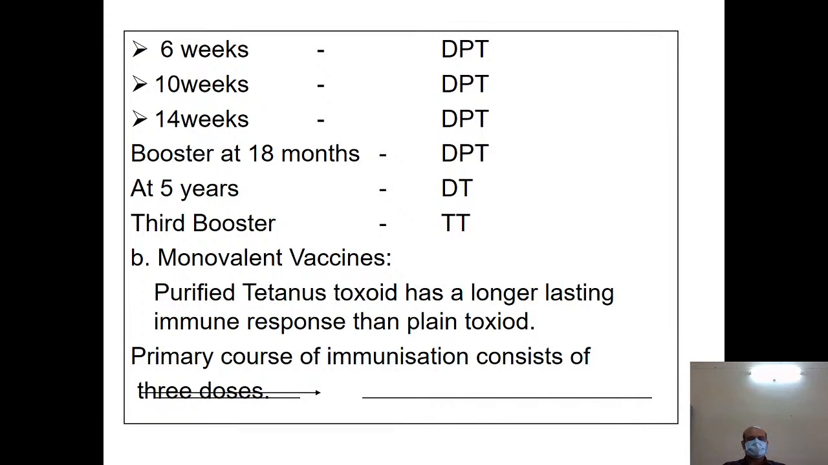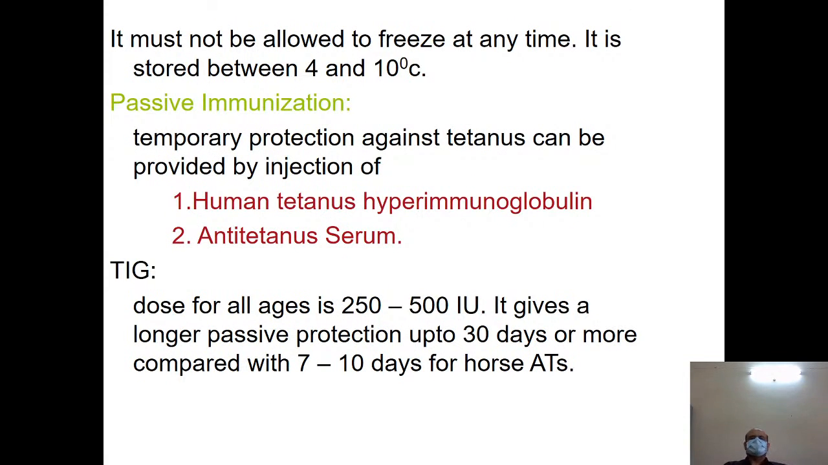Okay, monovalent vaccine. Purified tetanus toxoid has a longer lasting immune response than plain toxoids. Primary course of immunization consists of 3 doses. It must not be allowed to freeze at any time. It is stored between 4 and 10 degrees centigrade.